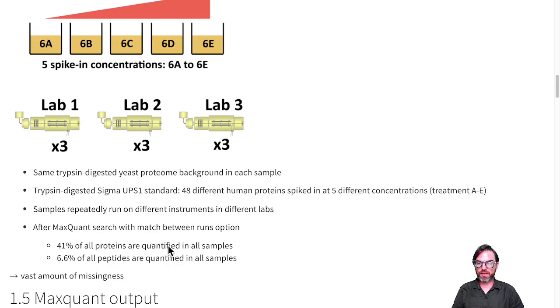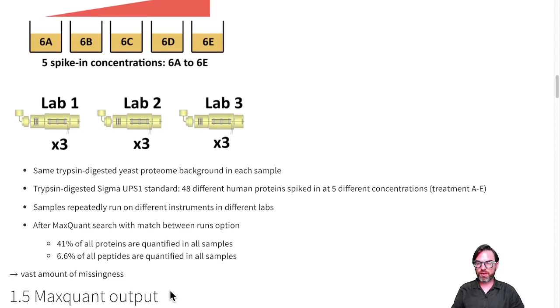Even with the match between runs option, we have a vast amount of missingness. We only have 41% of all the proteins that were quantified in all the samples. And at the peptide level, it's even worse. We only have 6.6% of all peptides that were found in all samples. So even in a very well-defined and clean data set, we have a vast amount of missingness.